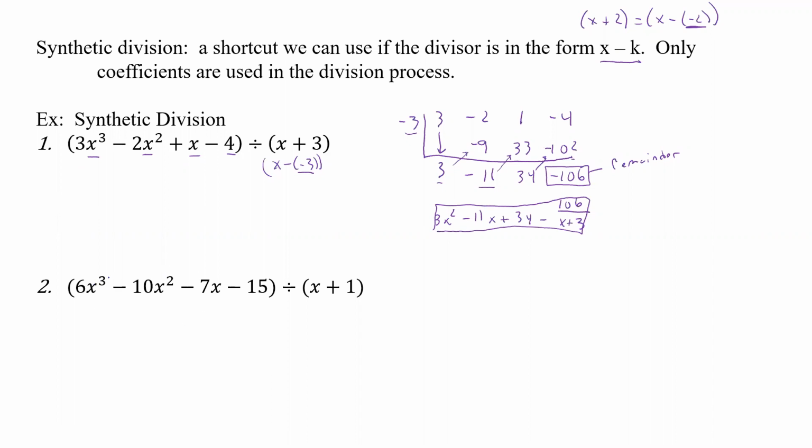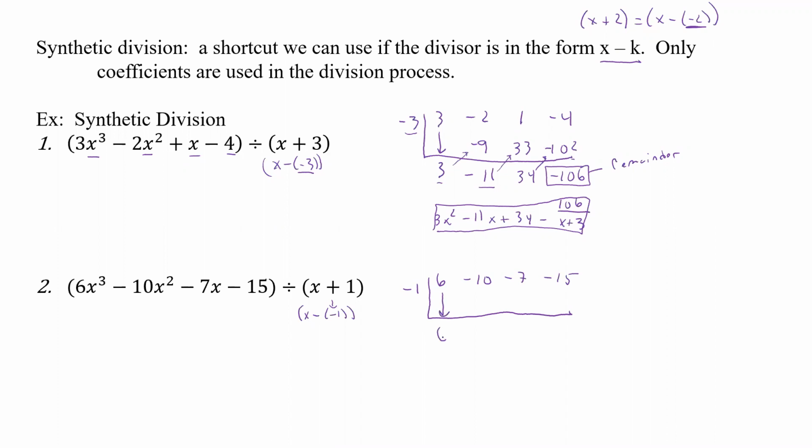So again, with this one, we really just have to make sure we find all the right terms. We have 3, 2, 1, 0. Then this part here is going to be the same thing. So we have to think of x minus a minus 1 because we need this to be x minus k. So k is a minus 1. So we have a minus 1 out front here. And then we just write our coefficients: 6, minus 10, minus 7, and minus 15.